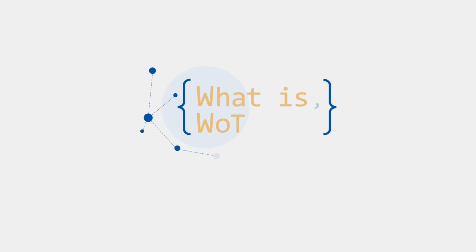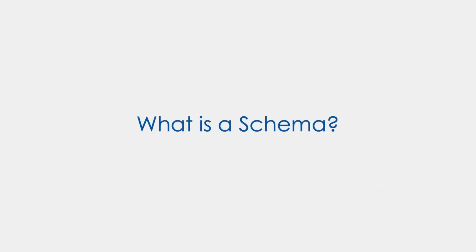In this video, we will briefly explain schema languages and then move to the JSON schema, since it is the one that describes and validates JSON, which is important in the scope of Web of Things. Let us explain what is a schema.